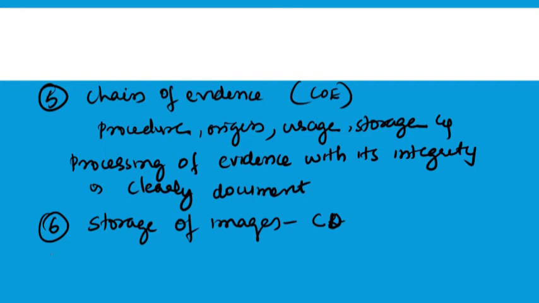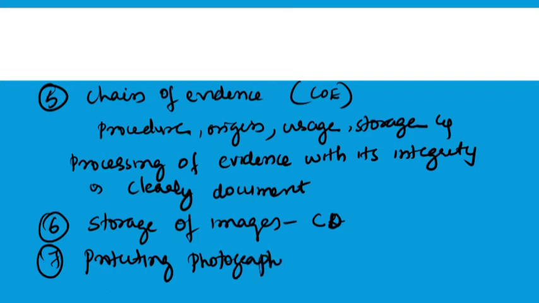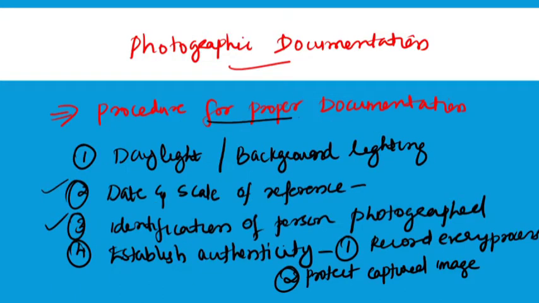And the seventh point is protecting photographic evidence. Photographs saved in a computer should be protected with passwords with limited access, and a special hard disk can also be used for storing the images. So these are the points to be noted while documenting the photographic evidence.